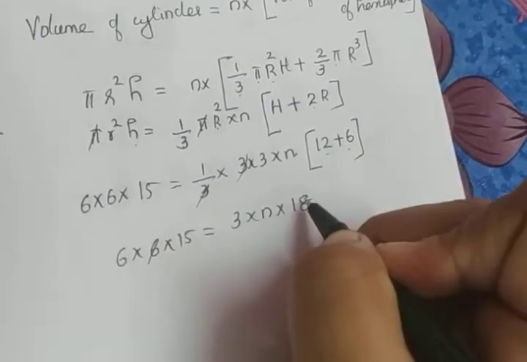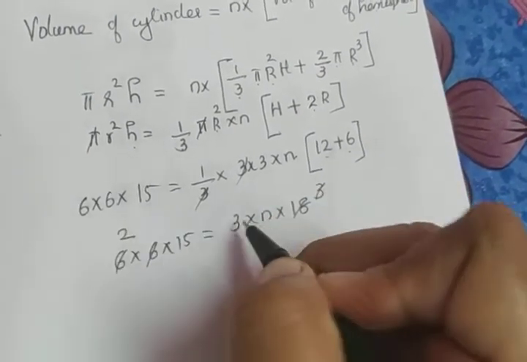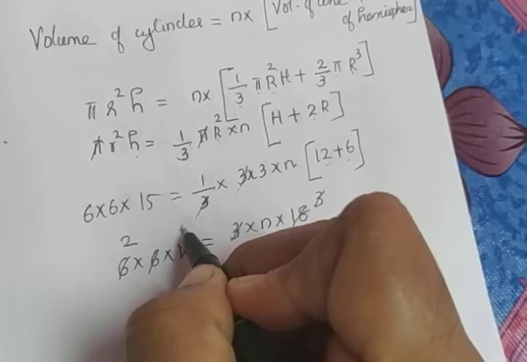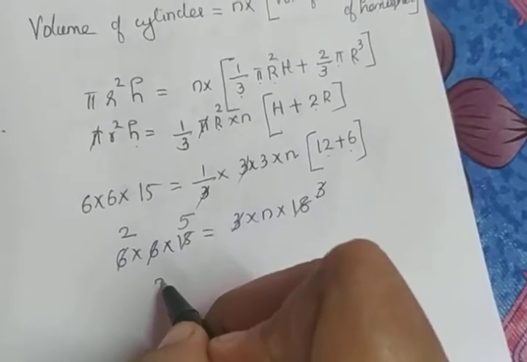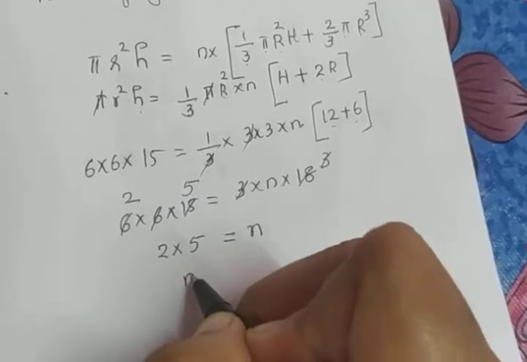So 6 times 3 gives you 18. So 3 times 2 gives you 6. 3 times 5 gives you 15. So left side 2 into 5, and right side it is n. So n is equal to 10.